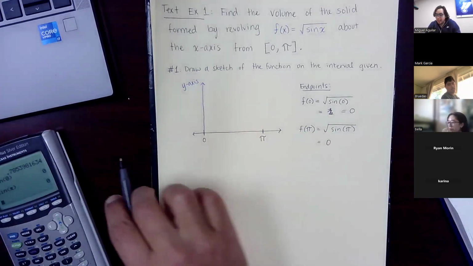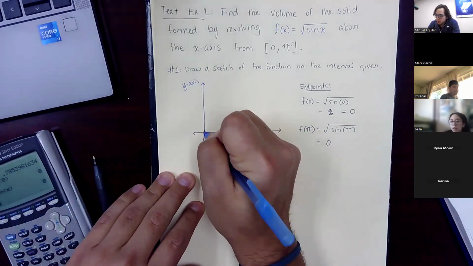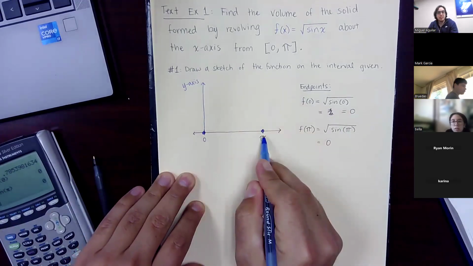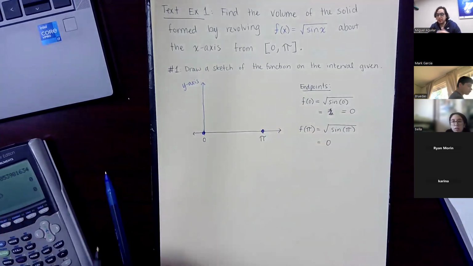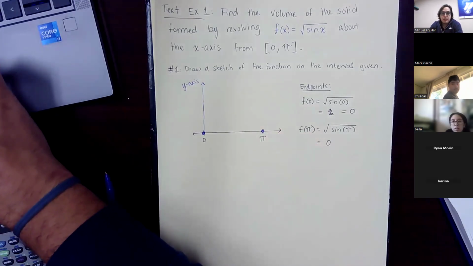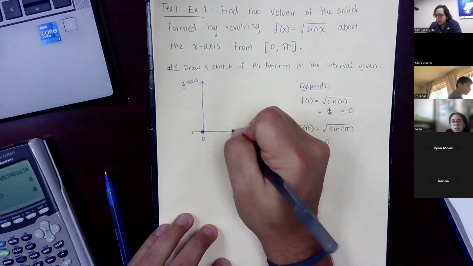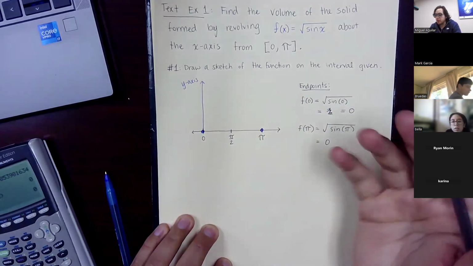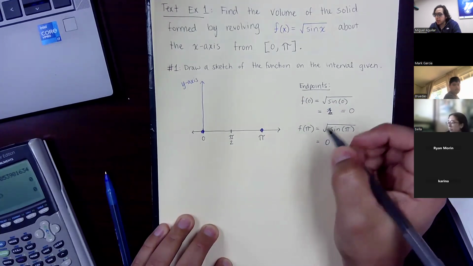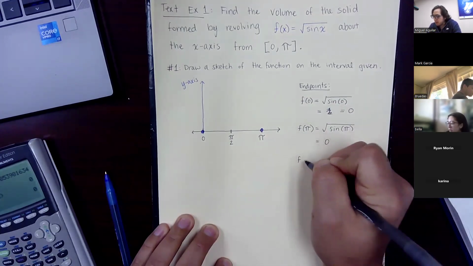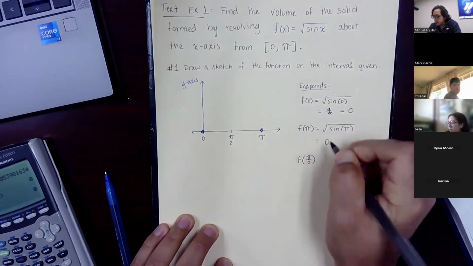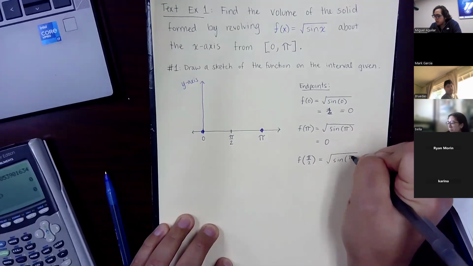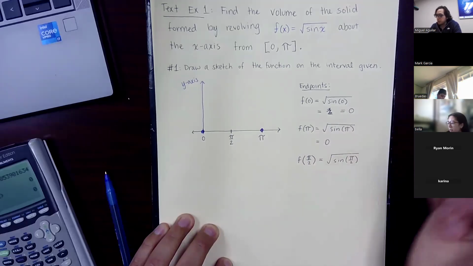So those are our two endpoints, and that doesn't really give us a good idea of what's going on in the middle of the function, since those y values ended up being 0, right? So to get a better image, we could plug in a point in the middle, like pi over 2, right in the center, just to get that extra point. It's the square root of sine of pi over 2. This one should be 1.